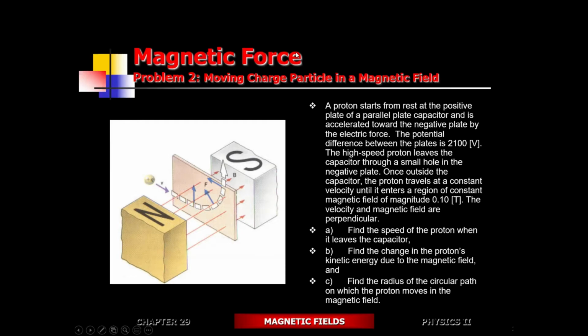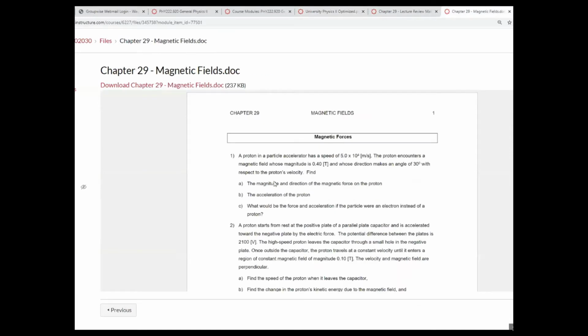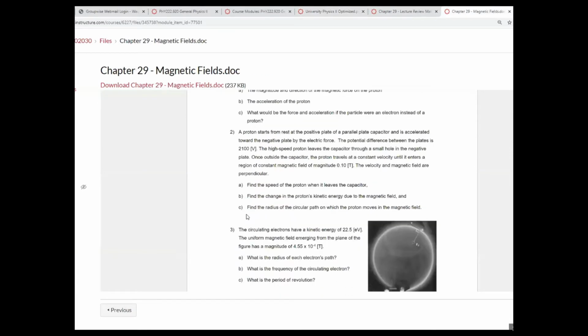2100 volts. All right, this is problem number 2, I think, from the handout. So let's just find that. This is problem number 2. Problem number 1 is straightforward, so I'm not going to waste my time on it. Problem number 2, and I'm just reducing everything to part C.